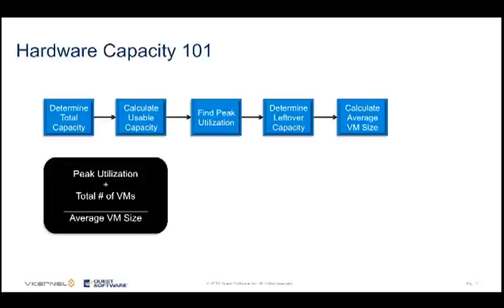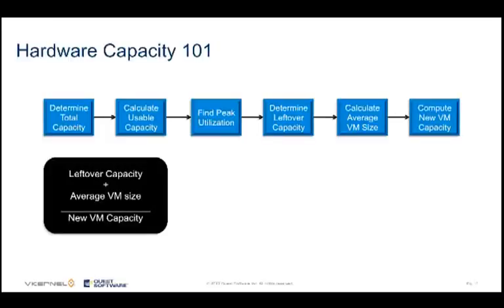Your peak utilization for the cluster was 200 gigabytes, and you've got 50 VMs in that cluster. So if you were to just divide the 200 gigabytes peak utilization by 50 VMs, you'll find that your average VM size is about 4 gigabytes. And that's what I would go off of, just because I have VMs of all different shapes and sizes, and going off of an average size is usually a good guesstimation for computing your new VM capacity going forward. And so this would be just a matter of taking your leftover capacity, dividing it by your average VM size, and then being able to determine your capacity for new virtual machines.